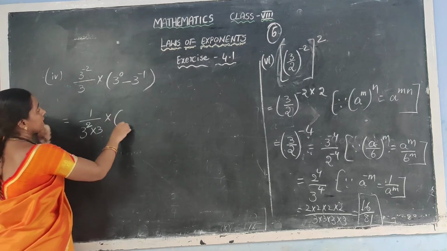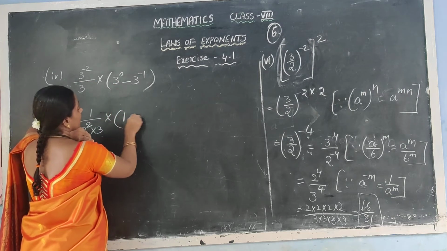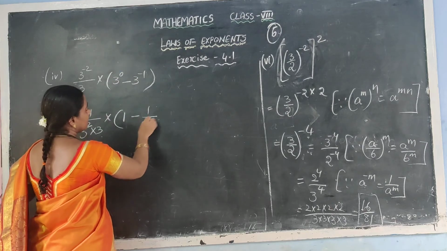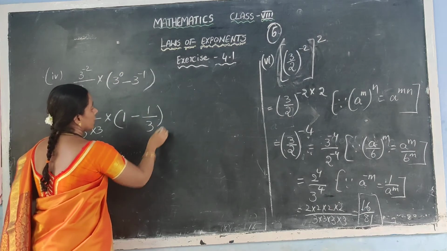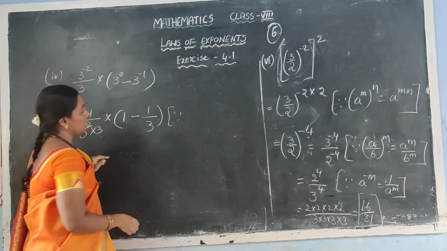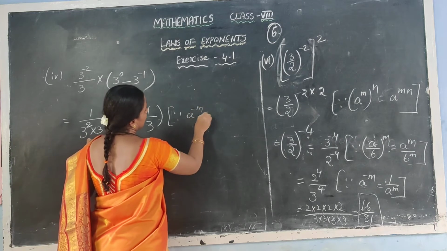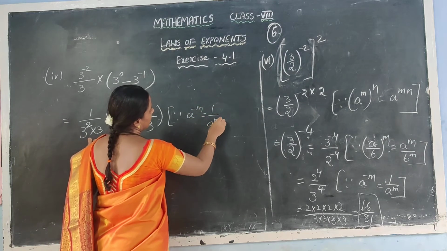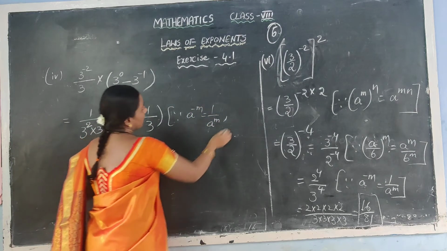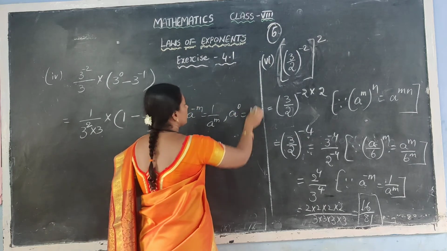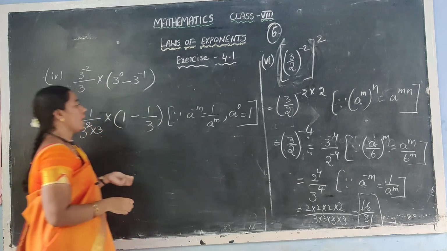3 power 0, value is 1. 3 power minus 1 means 1 by 3. Okay, so what are the formulas? Here we applied a power minus m equals 1 by a power m, and a power 0 equals 1. Okay, so these formulas we applied here.